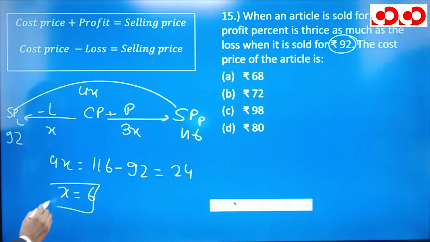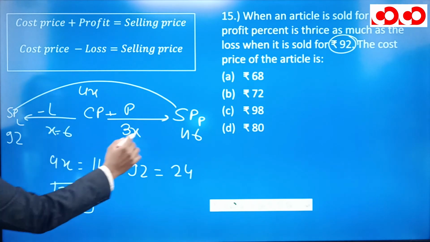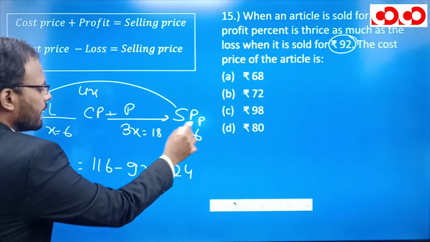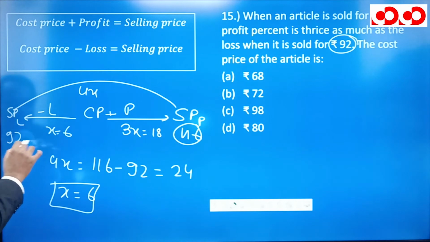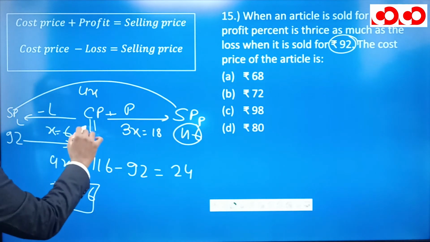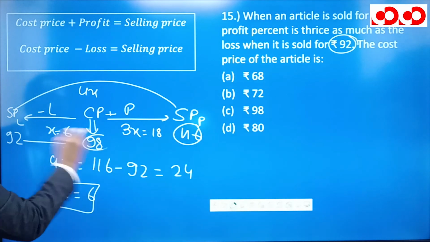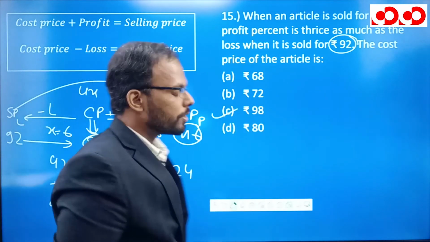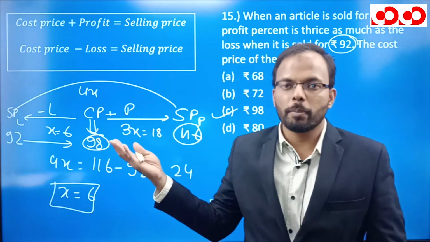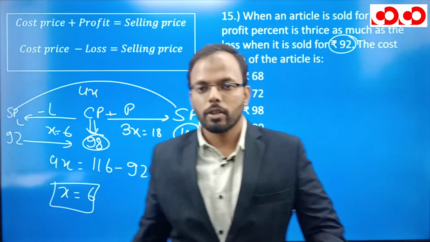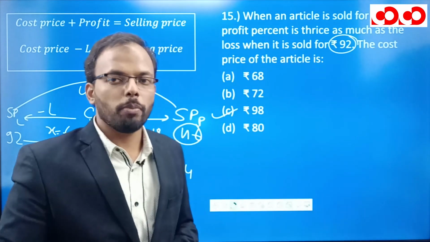If X is equal to 6, this is 6 and this is 18. So either you can subtract 18 from this, or you can add 6 over here. You will get the cost price as 98 rupees. Either you can subtract 18 from here, or you can increase it by 6. You will get the cost price as 98. I hope this is clear.